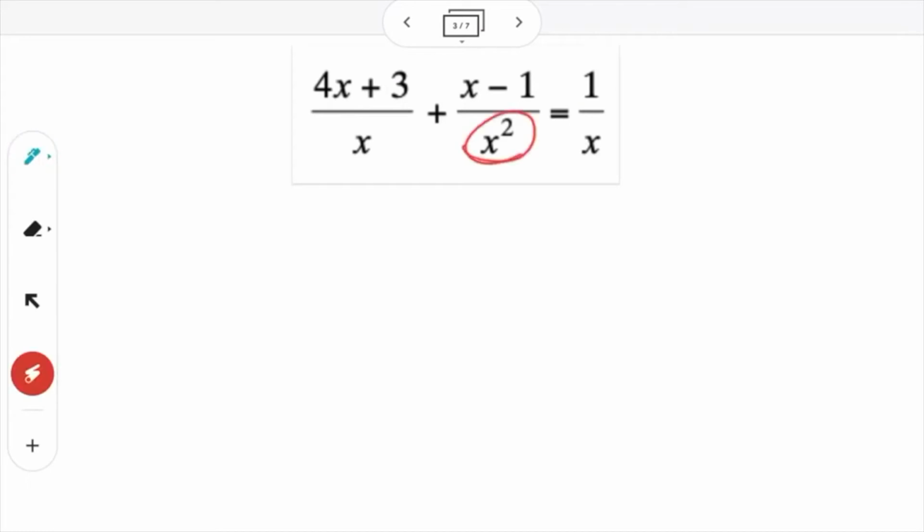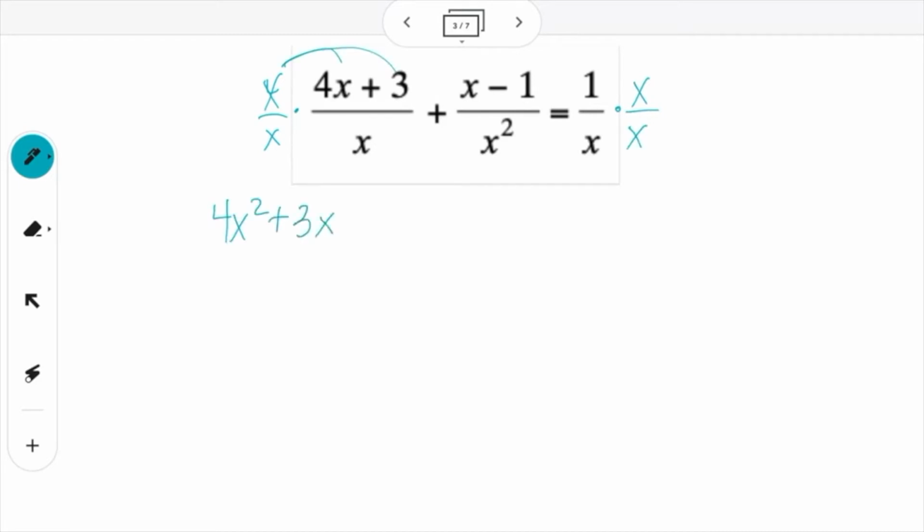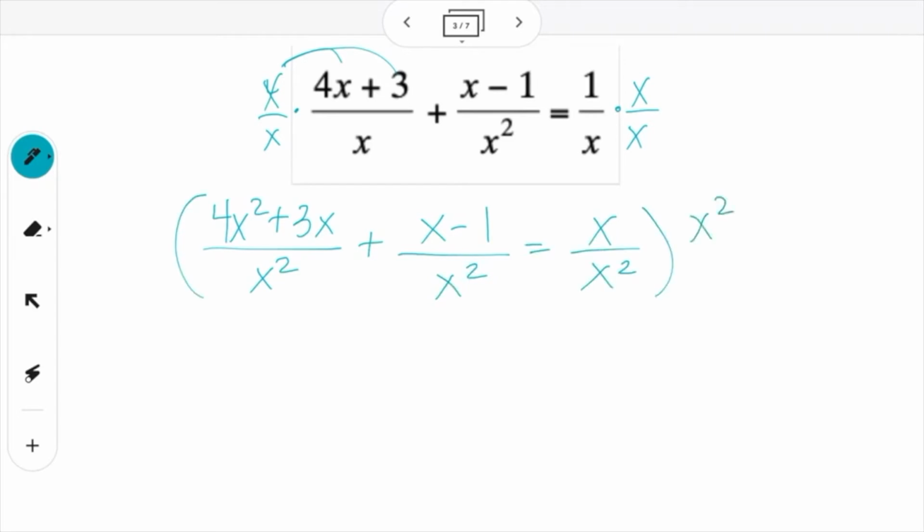Here we're going to do kind of a similar thing. Again, I have an x squared here, and the others are just x's, but I could make both of those be an x squared by multiplying by x on each of them. I'm going to distribute it through the top, so this will be 4x squared plus 3x over x squared plus x minus 1 over x squared equals x over x squared.